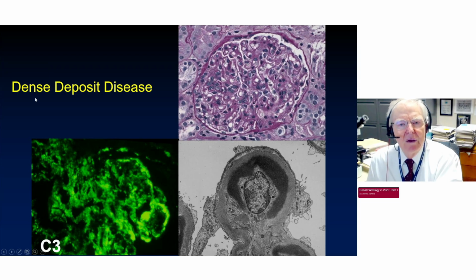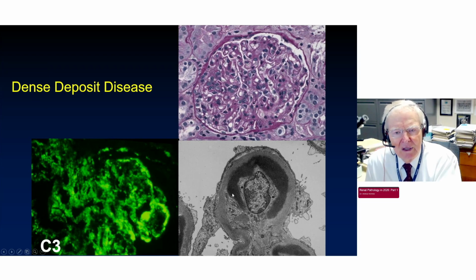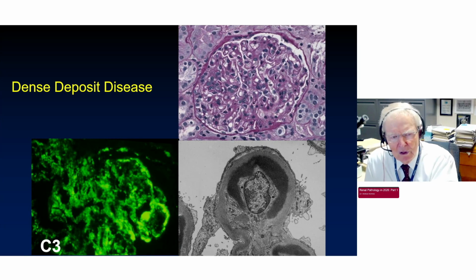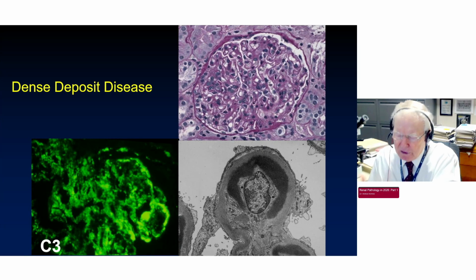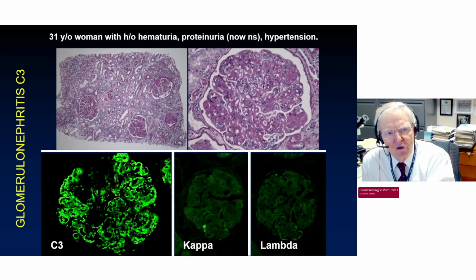Here you have what results in this, with a lot of complement deposits in the form of dense deposits. This is a classic dense deposit disease. In this particular patient, this patient had a circulating monoclonal immunoglobulin that was the culprit, if you want, or the cause of this form of injury.